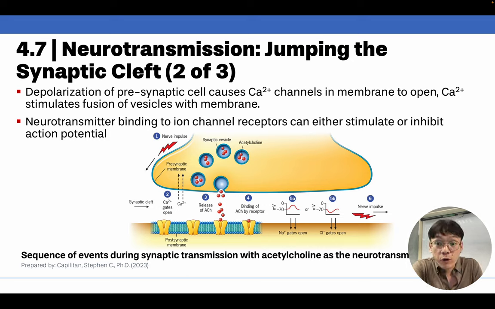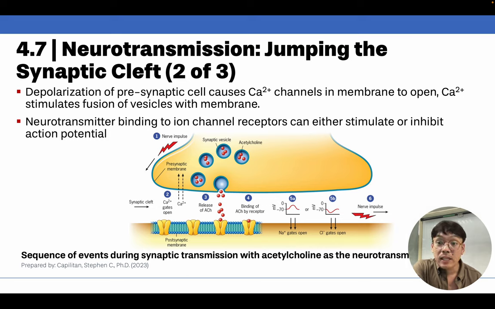During steps 1 to 4, a nerve impulse reaches the terminal knob of the axon. The calcium gates open, leading to the influx of calcium ions, and acetylcholine is released from synaptic vesicles and binds to the receptor on the postsynaptic membrane. If the binding of these neurotransmitter molecules causes a depolarization of the postsynaptic membrane, a nerve impulse may be generated. In step 6, you'll see a nerve impulse.